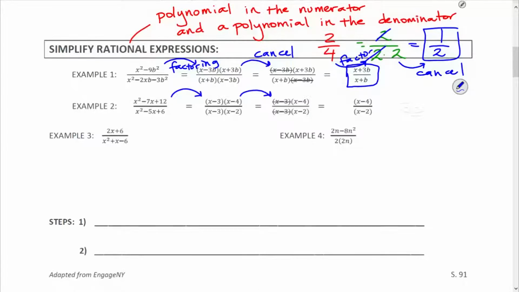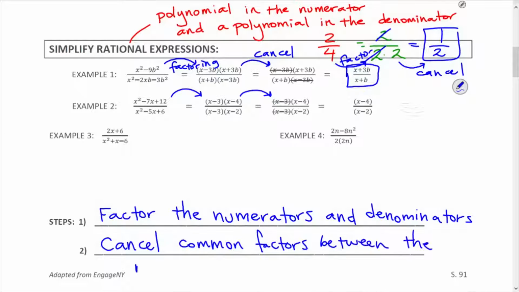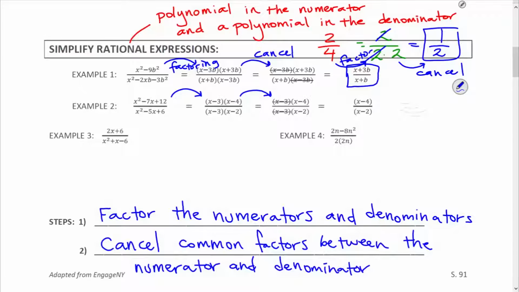In fact, those are the 2 steps that we will follow. We will first factor the numerator and denominator. And then we will cancel common factors between the numerator and the denominator. With that in mind, let's try example 3. So I first want to factor the numerator and the denominator.